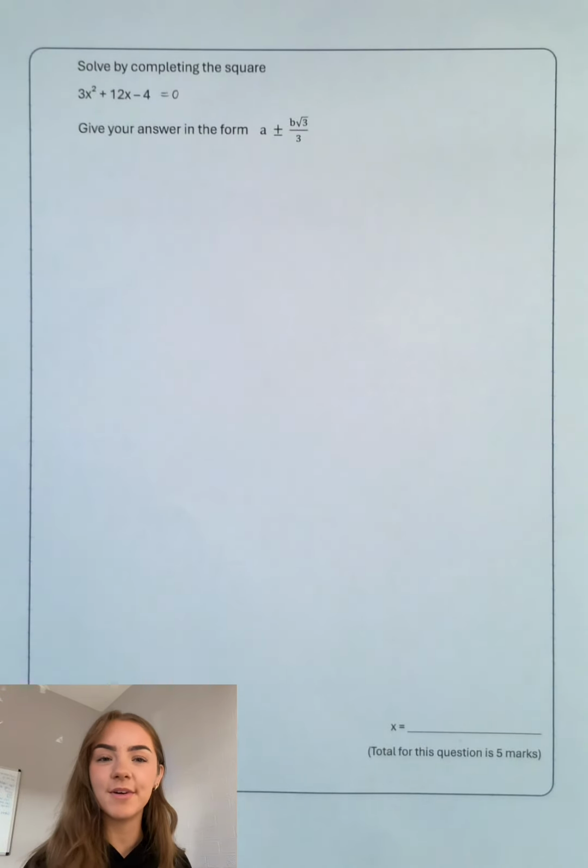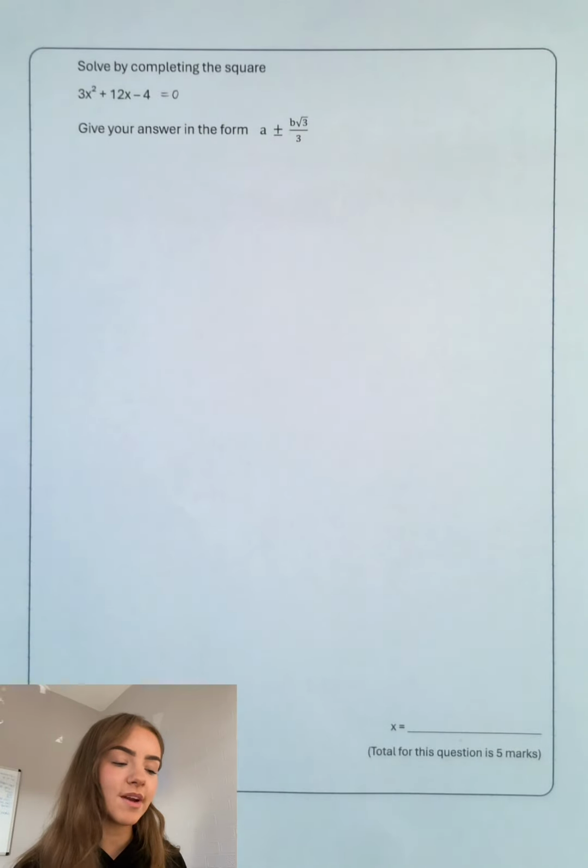Pause the video, have a go at this question and then we'll have a look at it together. Solve by completing the square. 3x² + 12x − 4 = 0. Give your answer in the form a ± b√3 over 3.